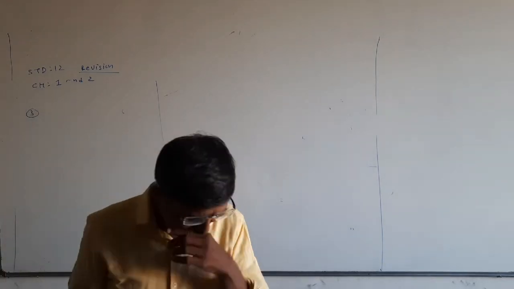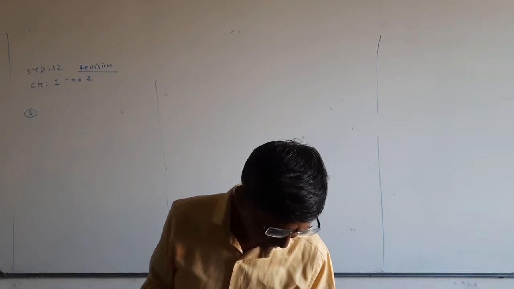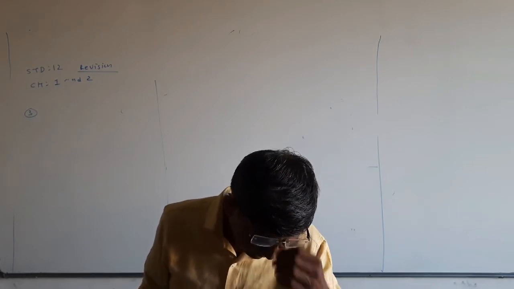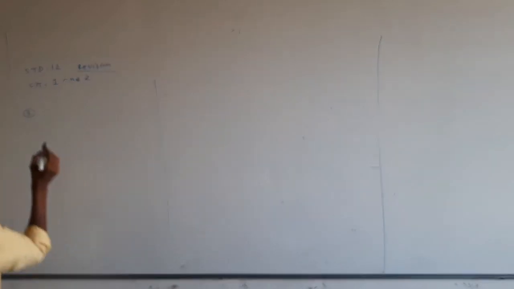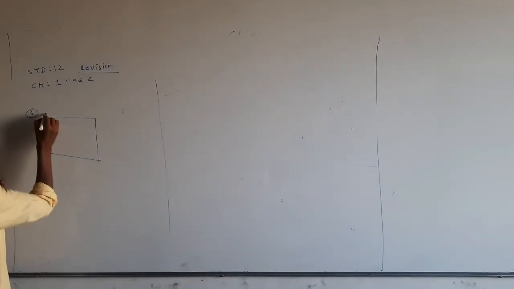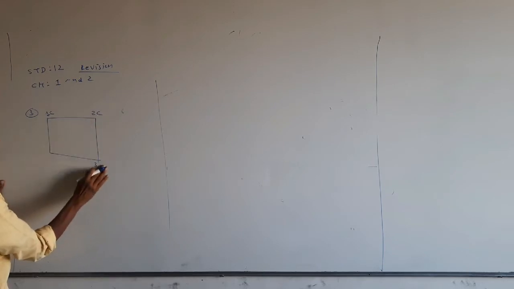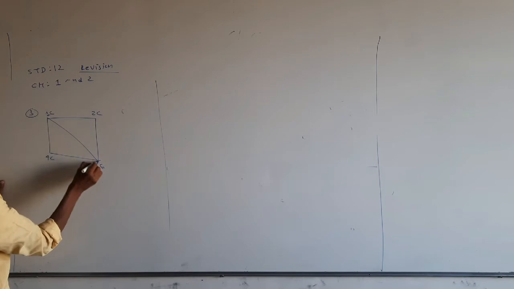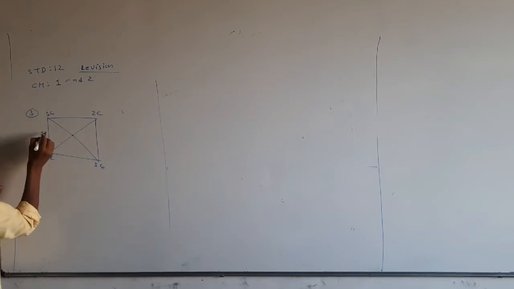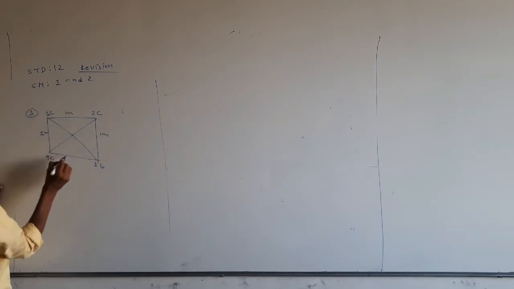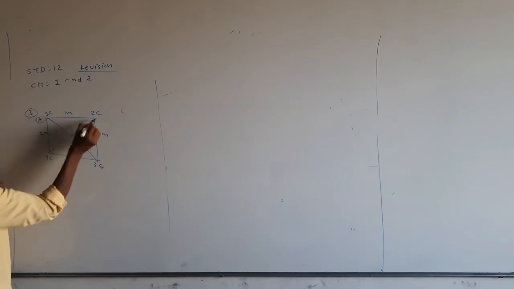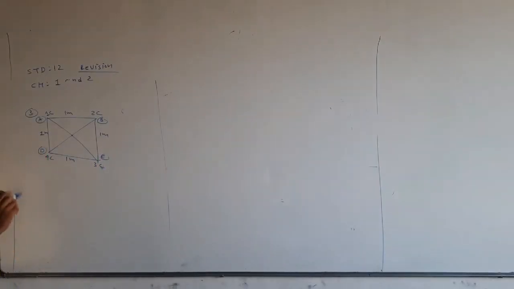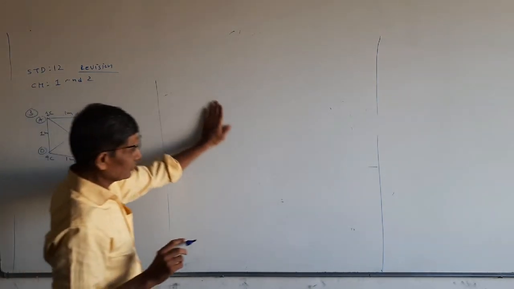Now see the next question. Next is related to potential. 1 coulomb, 2 coulomb, 3 coulomb, and 4 coulomb are charged on the vertices A, B, C, and D of a square. We have to calculate the potential energy of the system of charges.